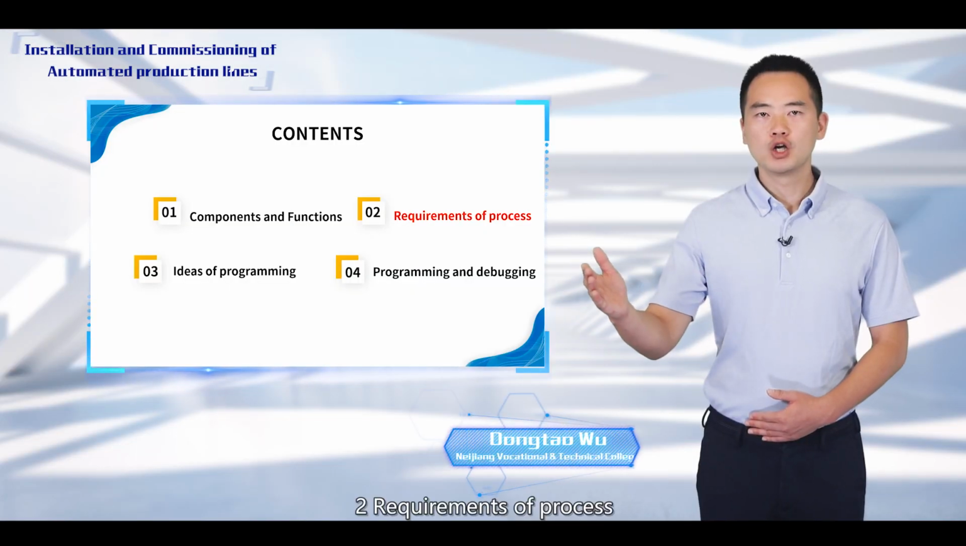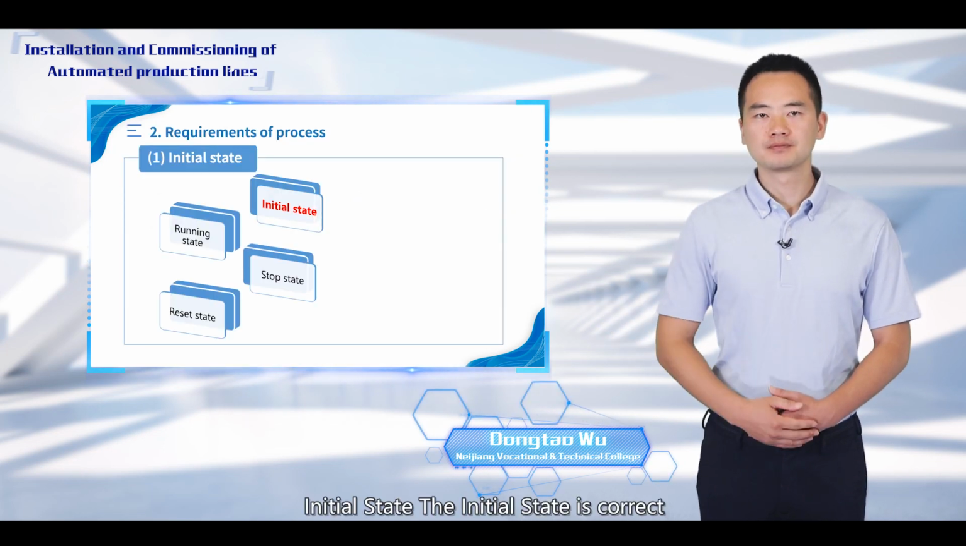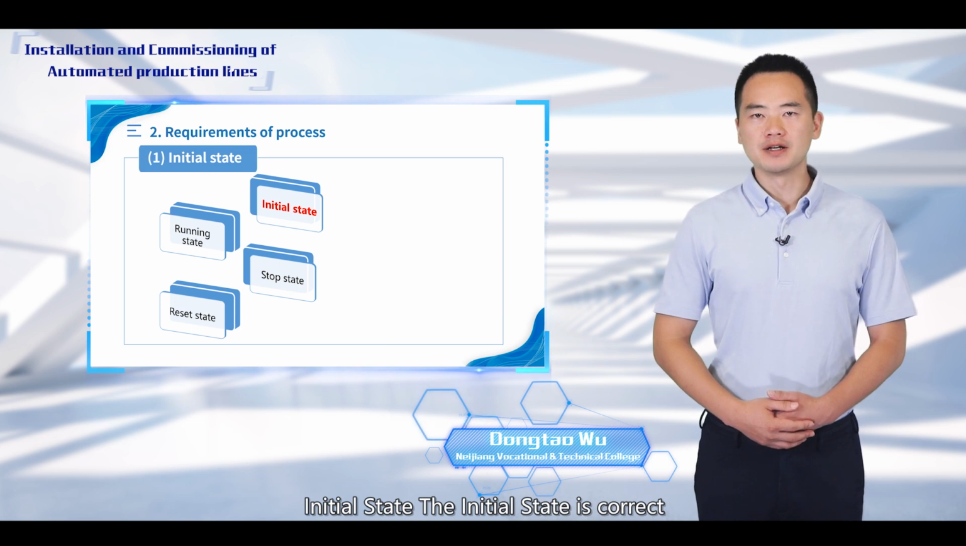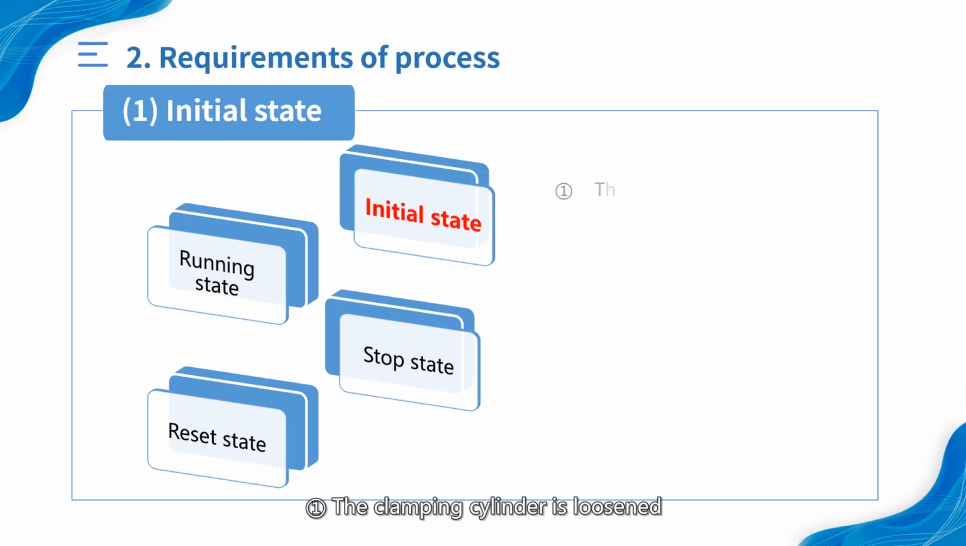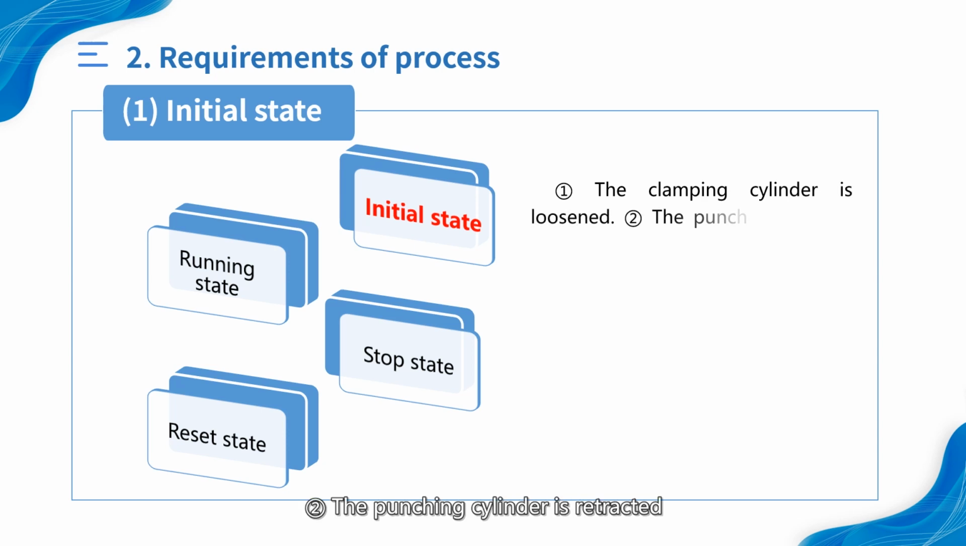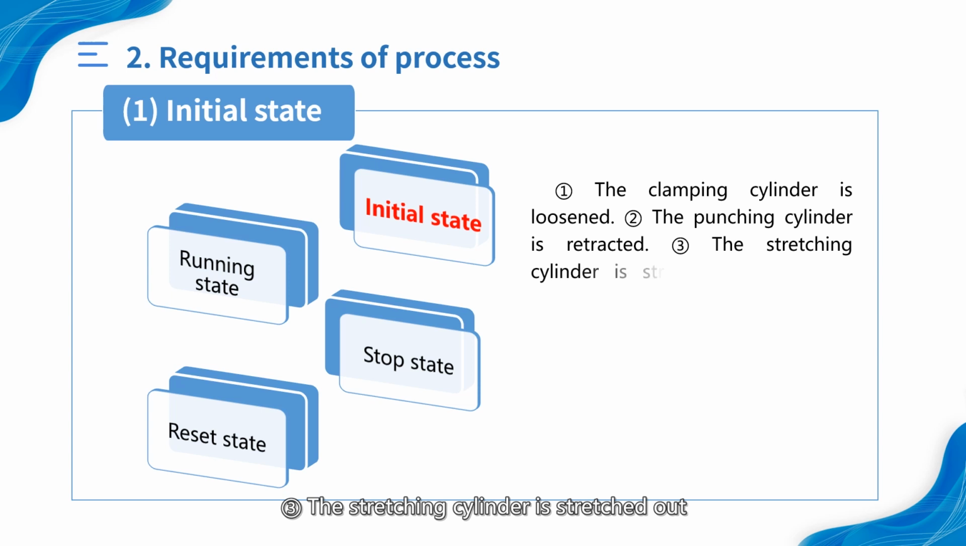2. Requirements of a process. Initial state. The initial state is correct if the following conditions are met. 1. The clamping cylinder is loosened. 2. The punching cylinder is retracted. 3. The stretching cylinder is stretched out.